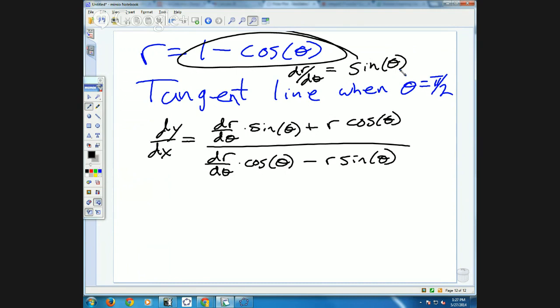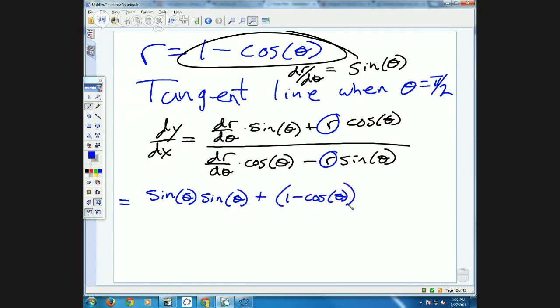All right, so that means we need to fill r and dr/dθ into this formula. So we have to replace those buggers. r gets replaced, and dr/dθ gets replaced. That's much nicer. That, I like that more. That's doable.